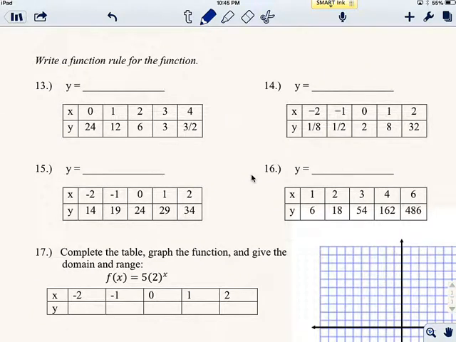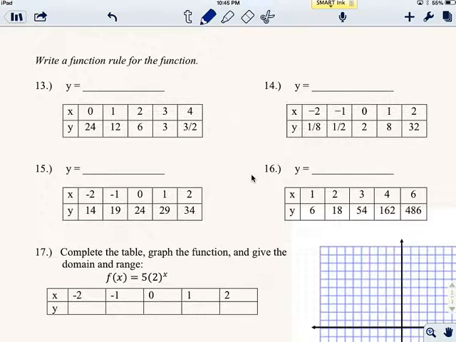Okay, guys, we're into the section now where I'm looking for a function rule for a given table. Oh, look at that. It should say f of x. That's fine. It says y and f of x are the same thing. So I'm looking for the function rule.